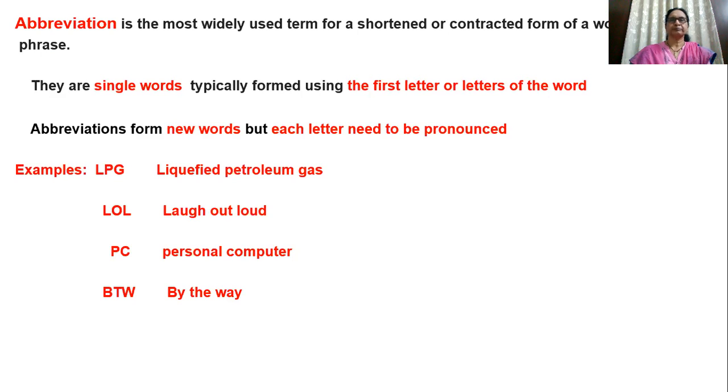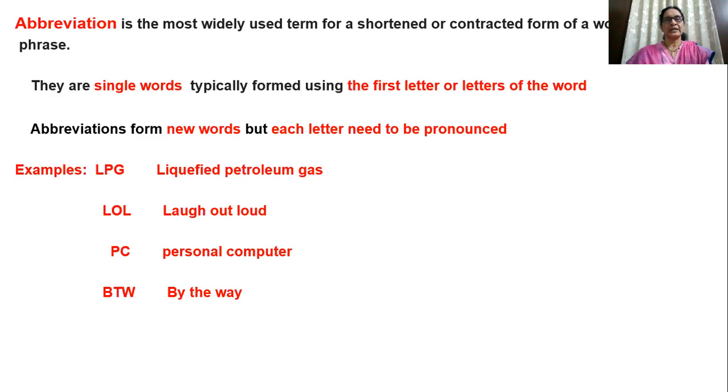I think you know the example LPG. L I am pronouncing, P I am pronouncing, G. In acronyms, like laser, it is pronounced as a word. But in abbreviations, the difference is we have to pronounce each letter. This also simplifies our speech. Instead of saying liquefied petroleum gas, we simply say LPG.